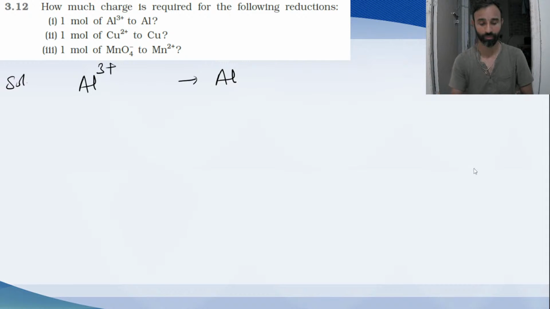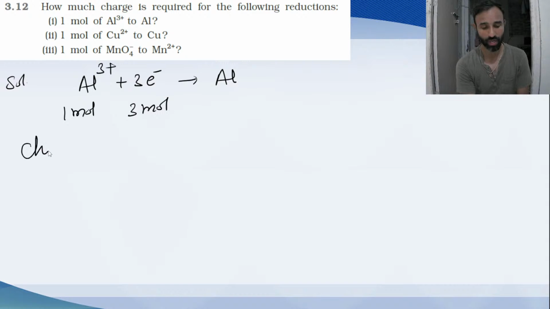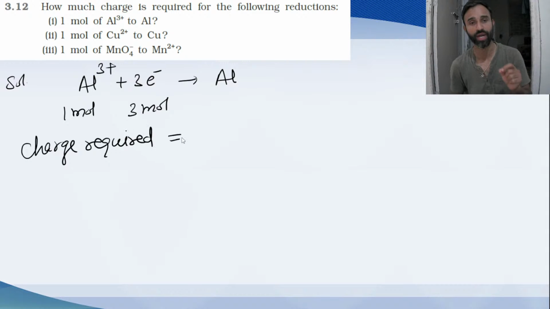Yes, it is 3. So just add 3 electrons. That means 1 mole of Al3+ to get aluminium needs 3 mole of electrons. So charge required is, what is the charge on 1 mole of electrons? 1 Faraday. So charge on 3 mole of electrons is 3 Faraday.